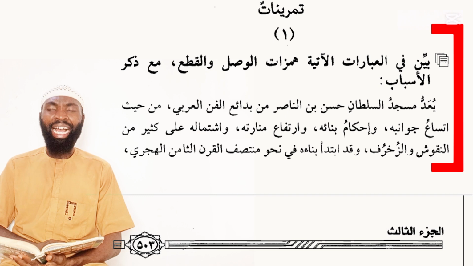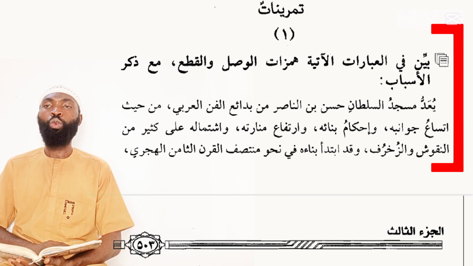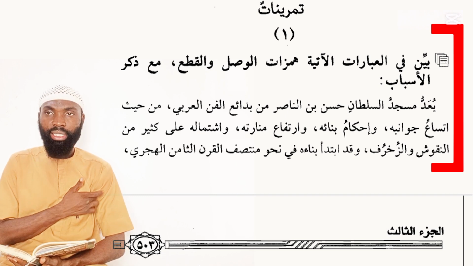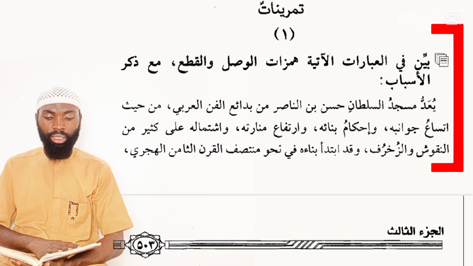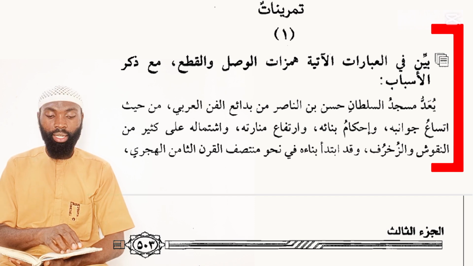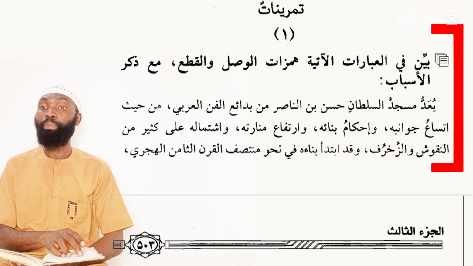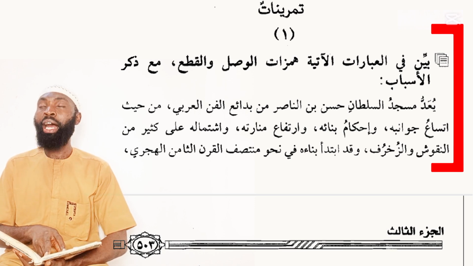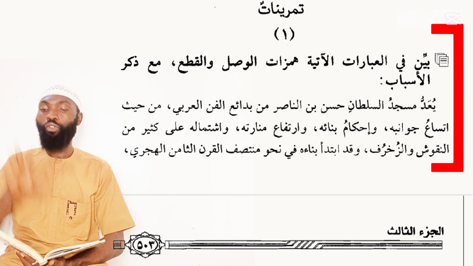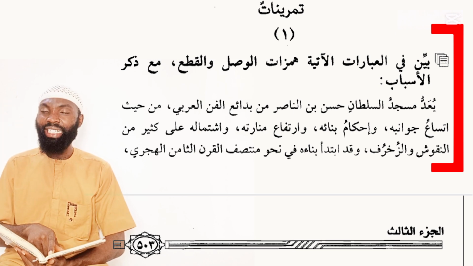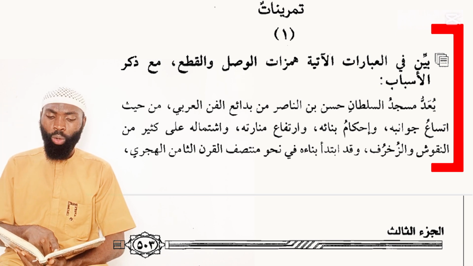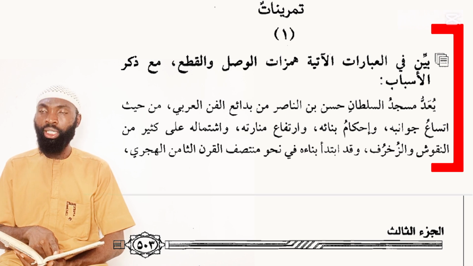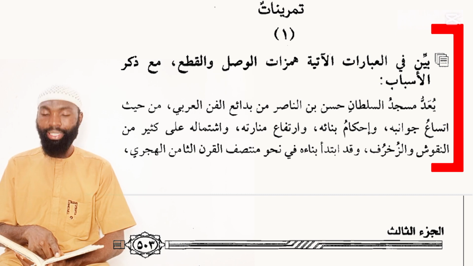Min haythu ittisa'u, you can see ittisa'u here also has hamzatul wasl, because this word is a khumasi masdar. Wa ihkamu bana'ihi, the word ihkam, you can see this is the masdar of a four-letter verb. That's why the hamza is appearing as hamzatul qata'. Wartifa'u manaratihi, the word irtifa', you can see this is from what? Good, irtafa'a. This is a khumasi masdar.